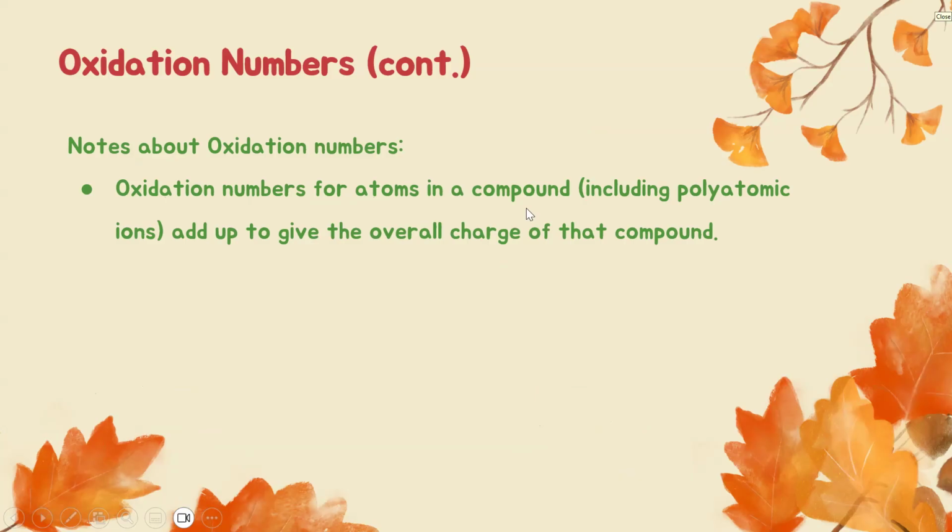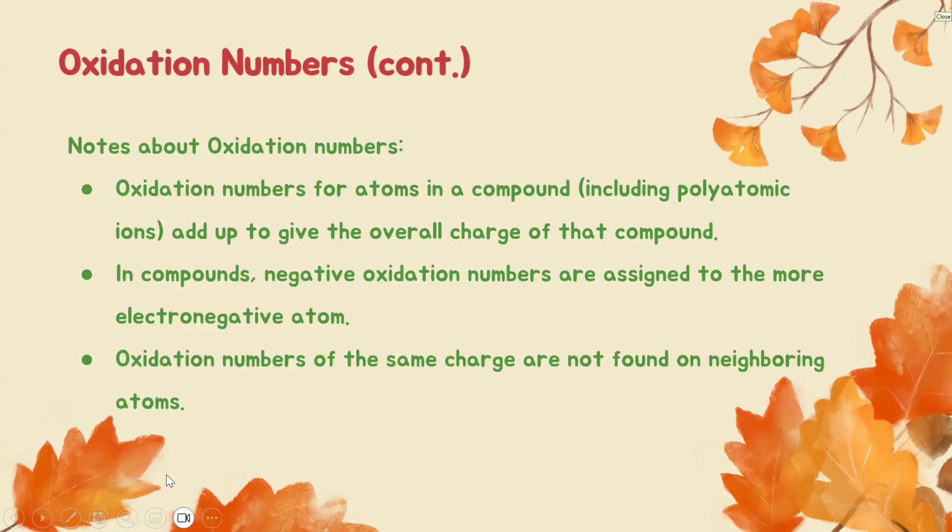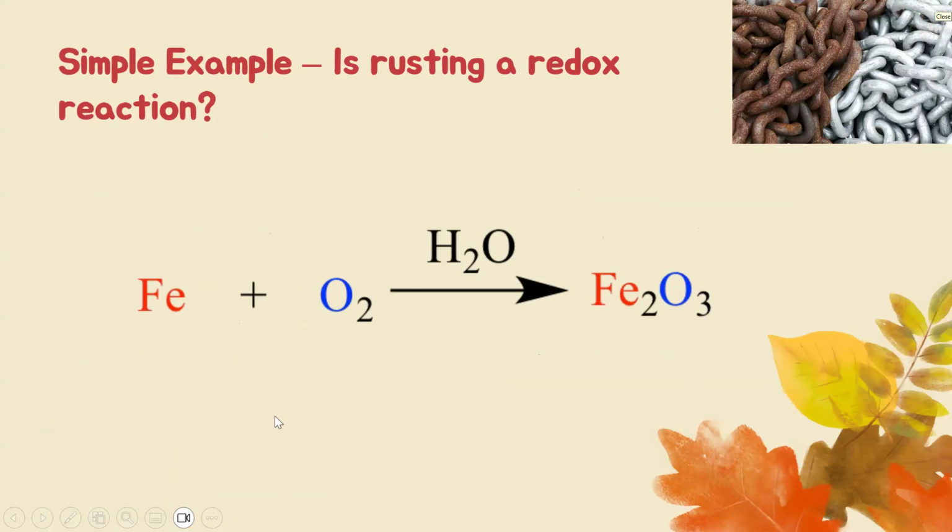Oxidation numbers for atoms in a compound, including polyatomic ions, always add up to give the overall charge of that compound. That's how you can figure out an oxidation number that might not be immediately obvious upon initial inspection, because you can figure out what it would need to be to make the overall charge equal to whatever you've been told it is. In compounds, negative oxidation numbers are assigned to the more electronegative atom, and oxidation numbers of the same charge are not found on neighboring atoms. Again, all these are little pieces of the puzzle to help you figure them out.